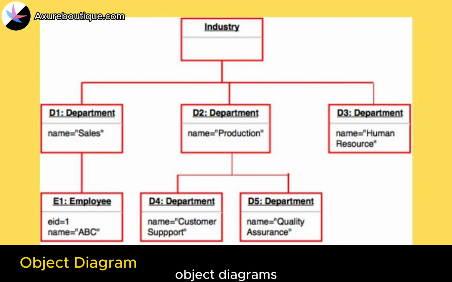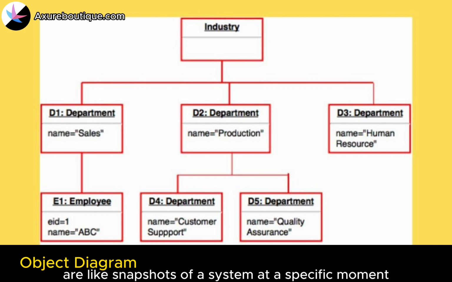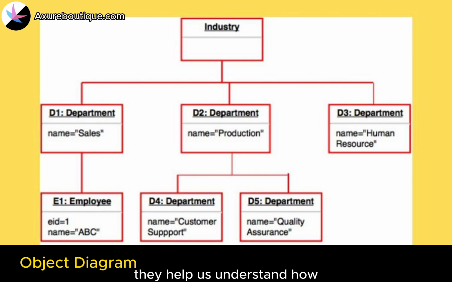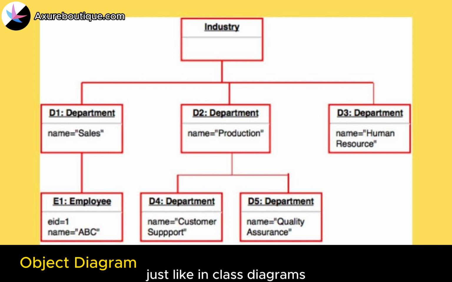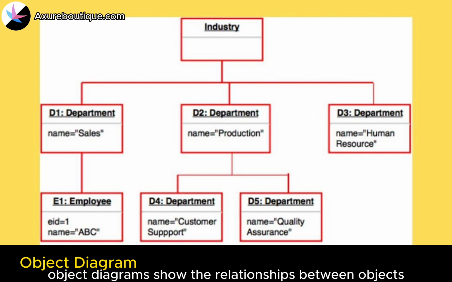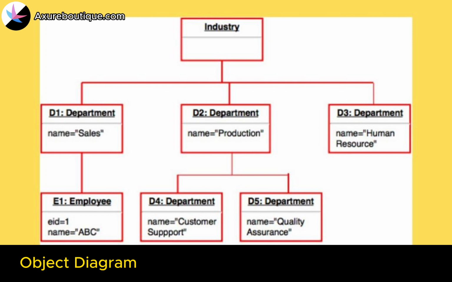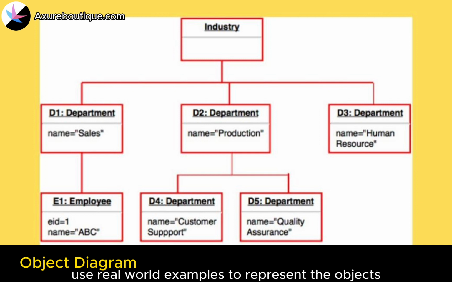Object diagrams, also known as instance diagrams, are like snapshots of a system at a specific moment. They help us understand how objects relate to each other in real-world situations. Just like in class diagrams, object diagrams show the relationships between objects. However, instead of abstract classes, object diagrams use real-world examples to represent the objects.